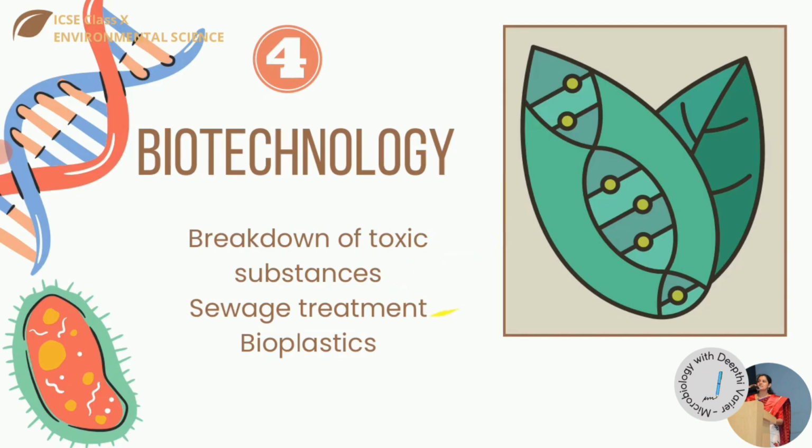We can use, and we have been using, organisms in sewage treatment. So sewage again is a form of waste, and we use organisms there basically to clean up the sewage. We also have been producing bioplastics. Bioplastics are plastics produced from microorganisms which are biodegradable. So they are not like the usual plastics. You are adding some kind of plant starch over there, and that is making the plastic biodegradable. So it's very environment friendly. This is again one more option that we have for managing the solid waste in future.